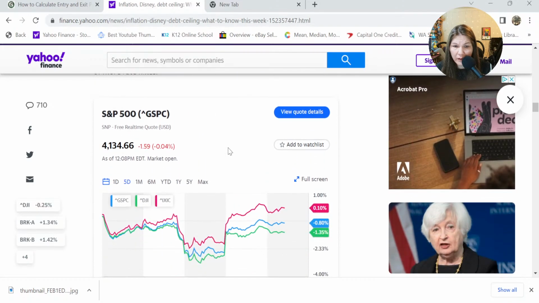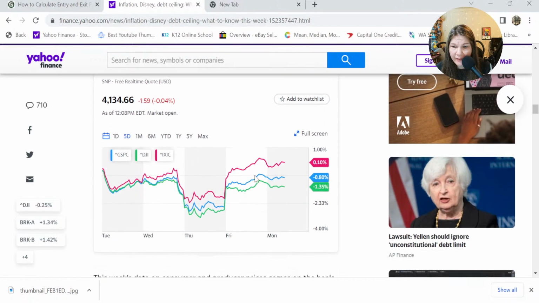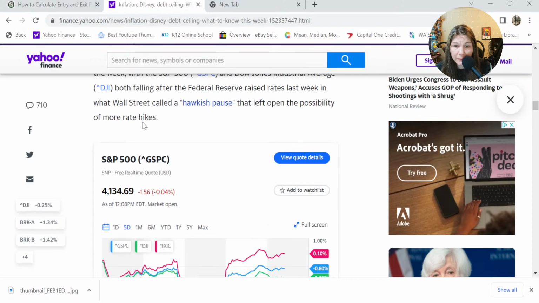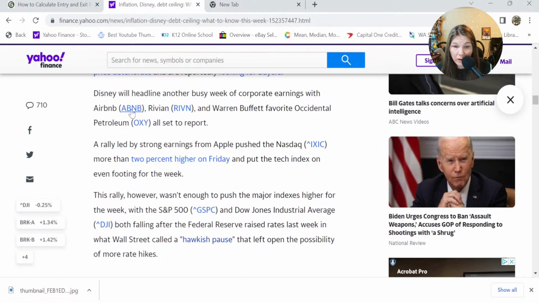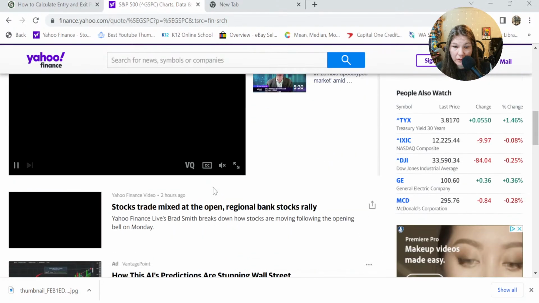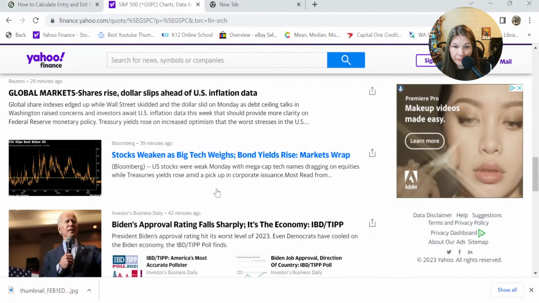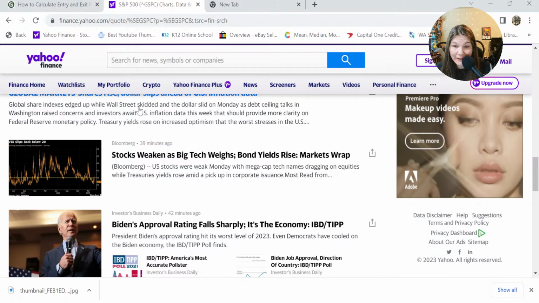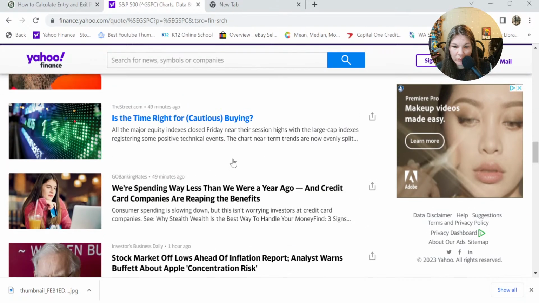So these are the S&P 500, guys. So it's just the indexes of the markets. Remember we learned what they were? This one, guys. What's the S&P 500? Global shares indexes. Wait.